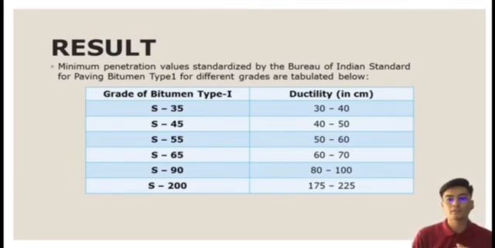For S55, the ductility is 50 to 60. For S65, the ductility is 60 to 70. For S90, the ductility is 80 to 100. And for the last one, S200, the ductility is 175 to 225.